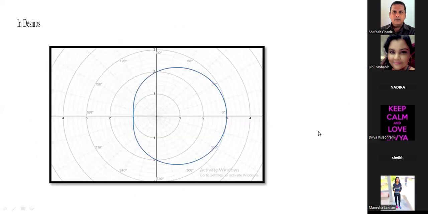Here, this was done in Desmos. You'll see a slight dent. As I said, sometimes you have to look carefully to see the dent.